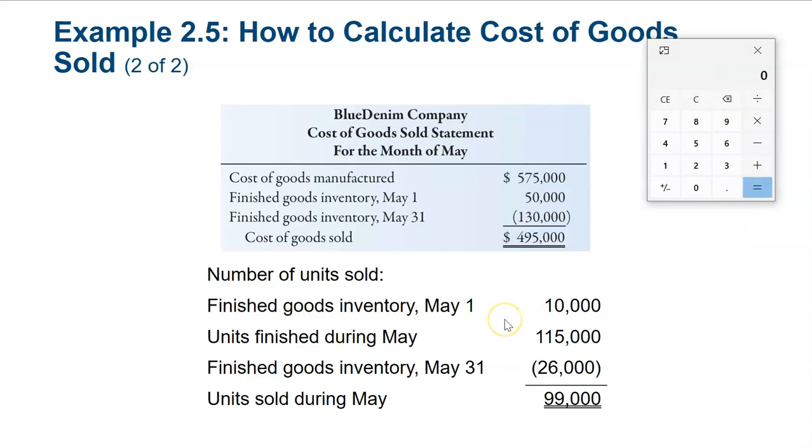All right. Now they want to know how many units did we sell? Well, it's the exact same thing. We take our beginning inventory of 10,000 units, and then we take the number of units finished. That's 115,000. So there were 125,000 units available for sale, but as of the end of the month, we still had 26,000 of those. So we're going to subtract that out. Not because we don't have them, but because we do, and they haven't been sold. So units sold during May is 99,000.